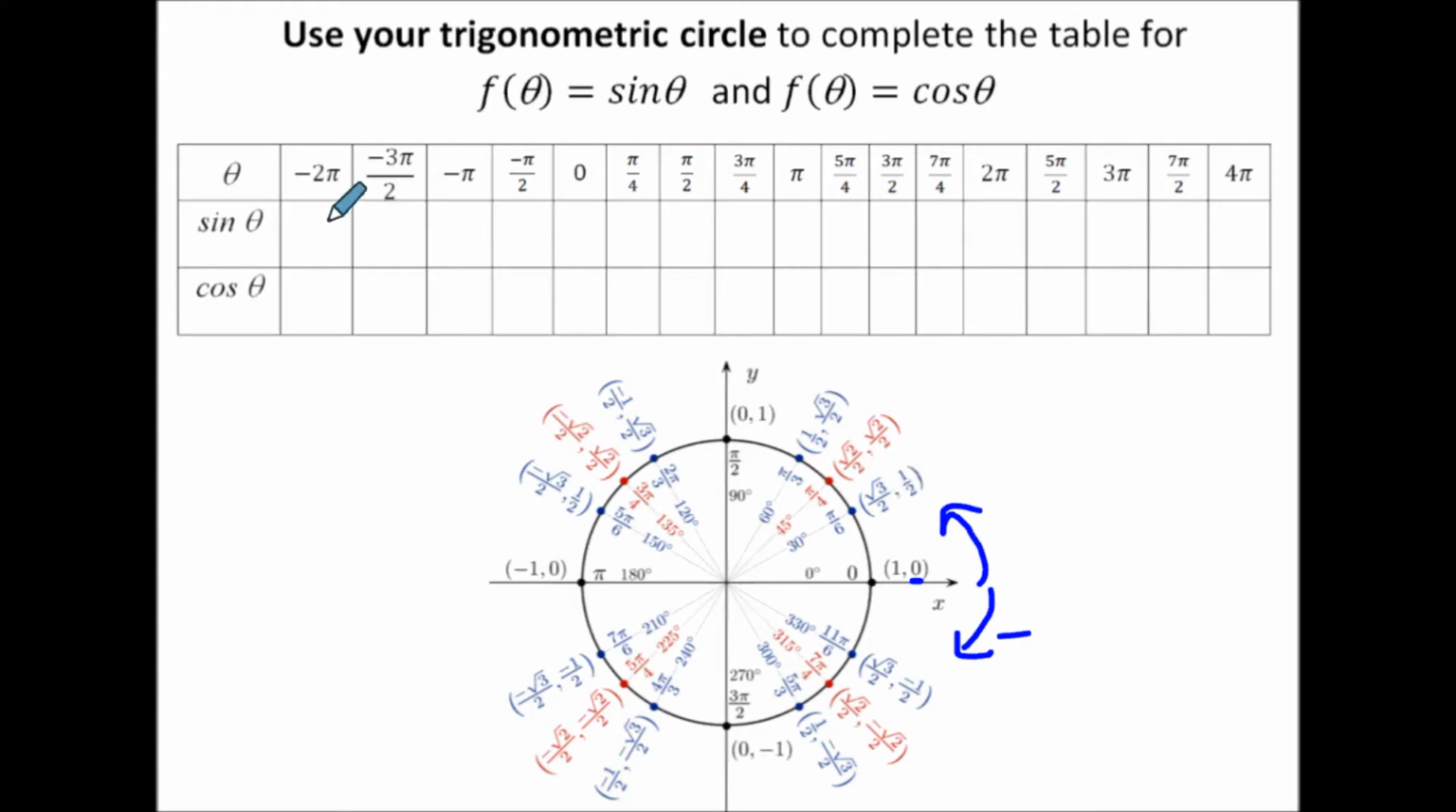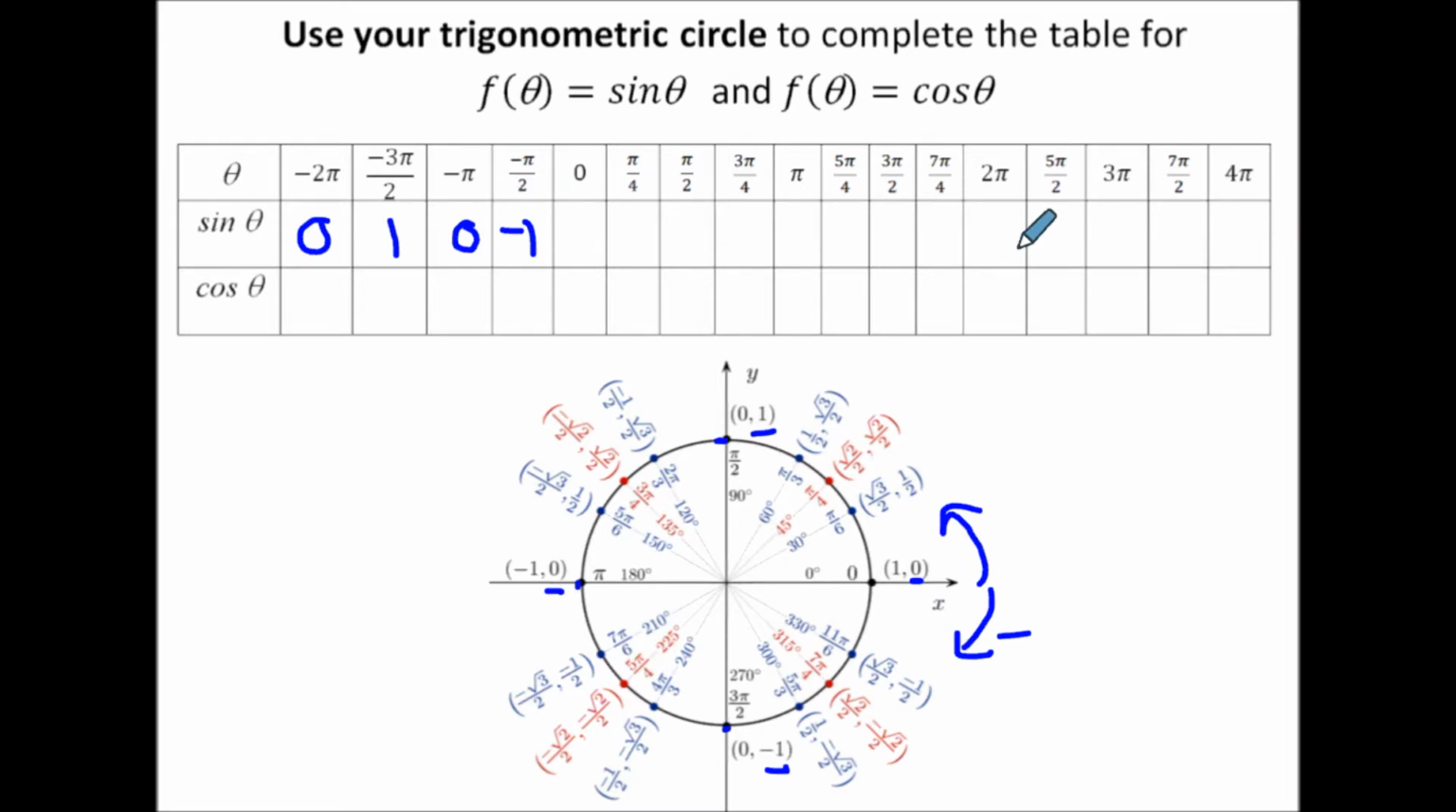So I'm going to start here by filling in the table. At negative 2 pi, sine is 0. At negative 3 pi over 2, the answer would be 1. At negative pi, we're here, so it would be 0. And at negative pi over 2, it would be down here, negative 1. So I want you to continue to fill that in. That would be for sine theta.